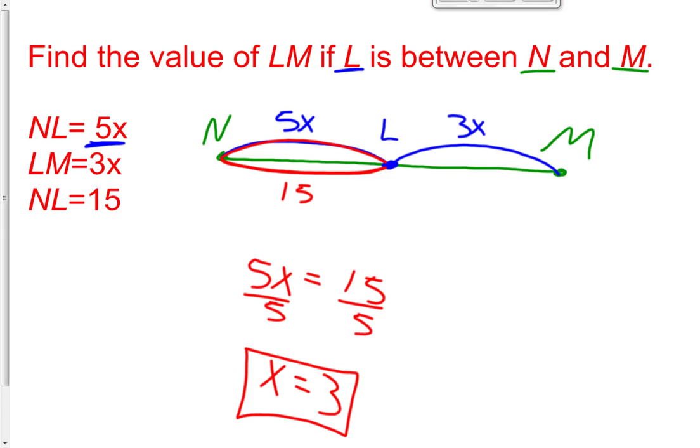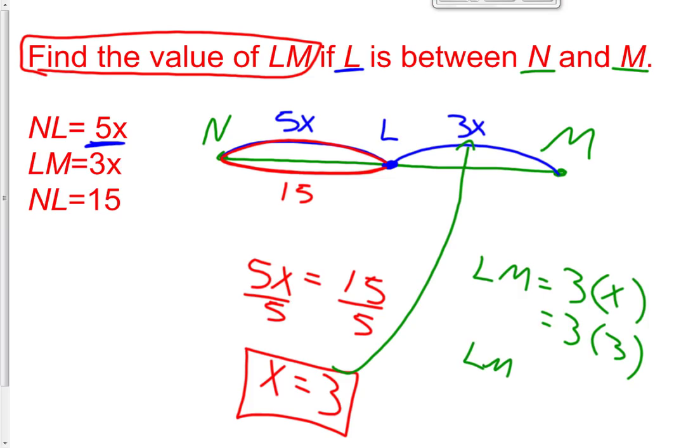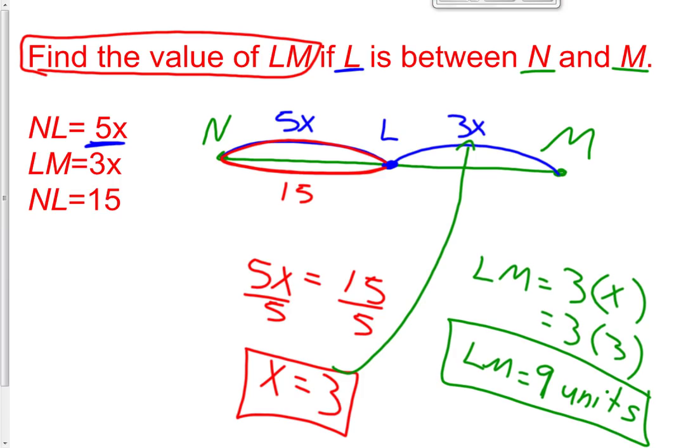Once again, you're not done yet. It says find the value of LM. So I'm going to substitute this x into LM. And the measure of LM is 3 times x. And our x we found to be 3. So 3 times 3, LM is 9 units. That is the answer that you're going to have for this one.